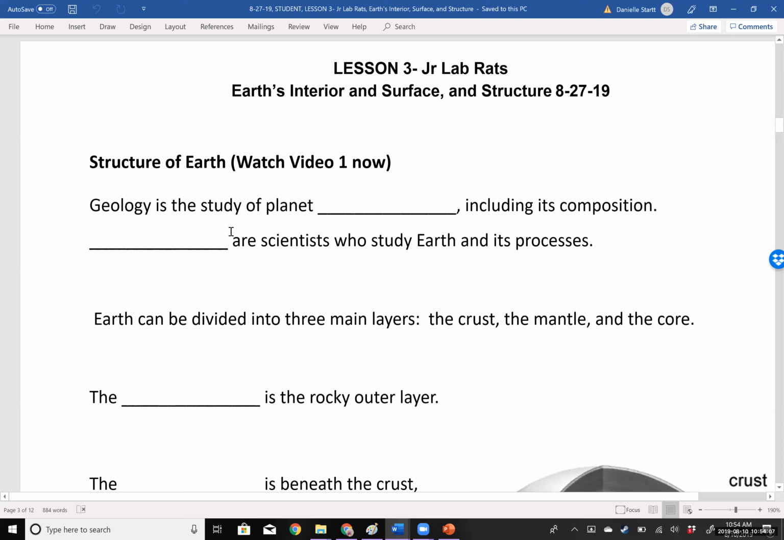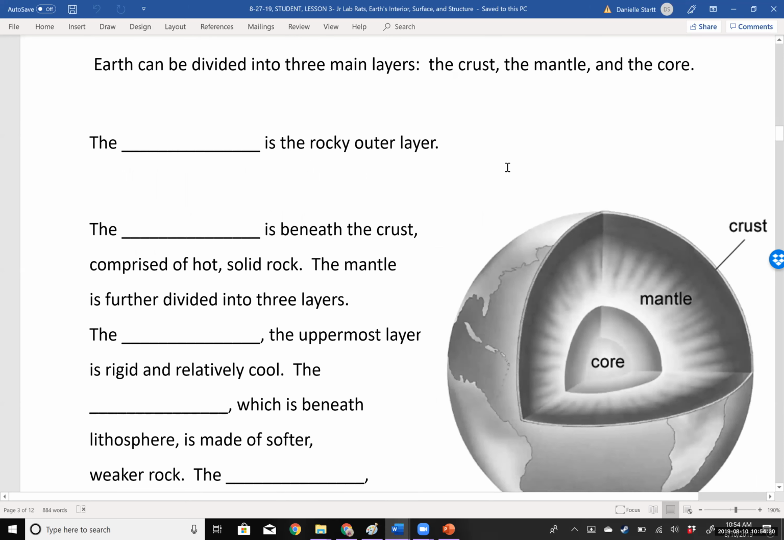So geology is the study of planet blank, including its composition. Blank are scientists who study Earth and its processes. Okay. Earth can be divided into 3 main layers: the crust, the mantle, and the core. So the blank is the rocky outer layer, so it's going to be one of these 3, crust, mantle, core. The blank is beneath the crust and is composed of hot, solid rock.